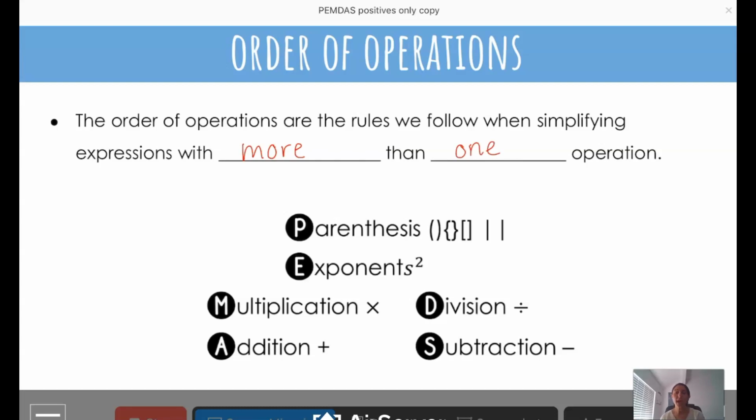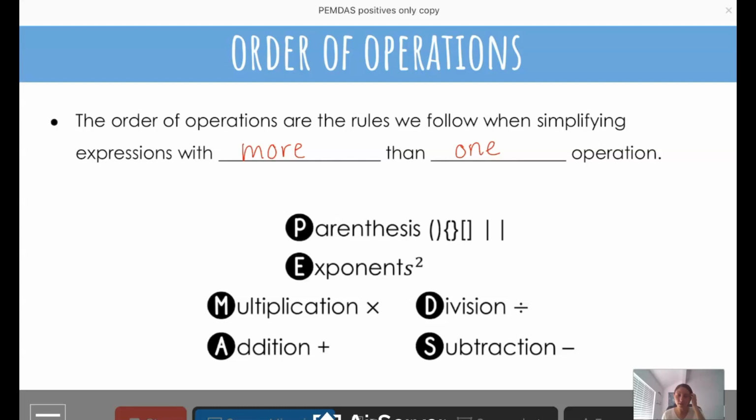The reason why we have these rules is so that everyone gets the same answer when simplifying an expression. For example, if we have an expression that has addition, multiplication, and division, the order of operations tells us which one to do first. Do we multiply first? Do we add first? That way, no matter what person, we all get the same answer.